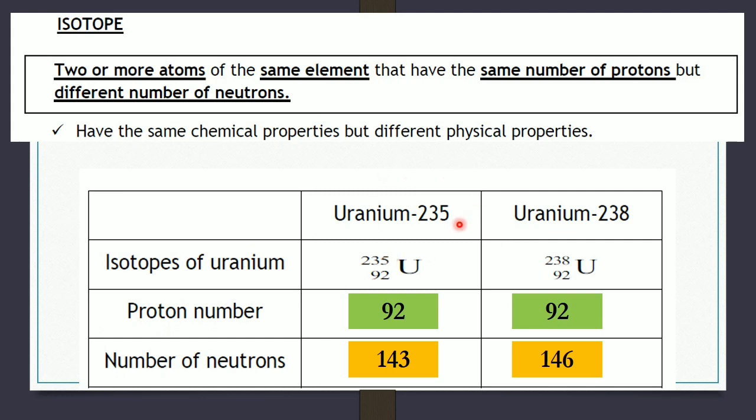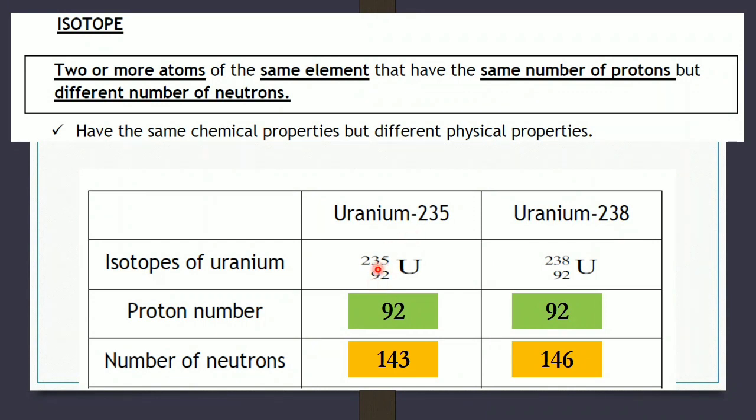So 235 represents the nucleon number, which is the sum of the number of protons and number of neutrons. So the 235 is a nucleon number and can also be used as a relative mass number. So there are 2 types of uranium, we have the 2 types of uranium isotopes.